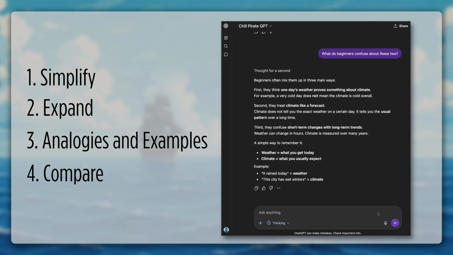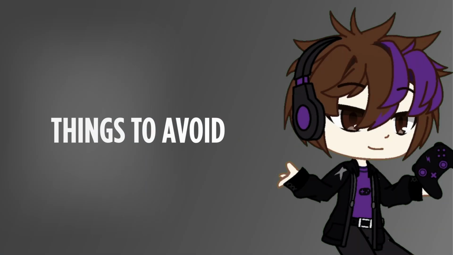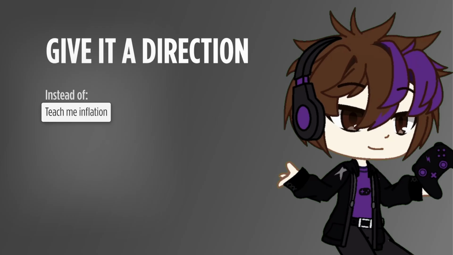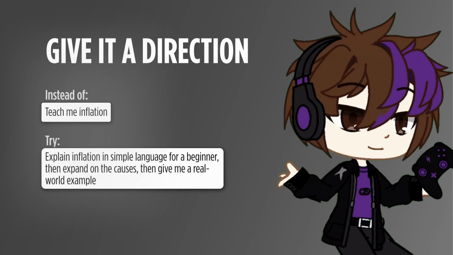There are a few things that you may want to avoid. First, don't ask something broad like "teach me inflation" and then expect a great answer. You'll often get something generic, so give the AI a teaching role and a direction. So instead of "explain inflation," say "explain inflation in simple language for a beginner," and then expand on the causes. That is a much better learning prompt.